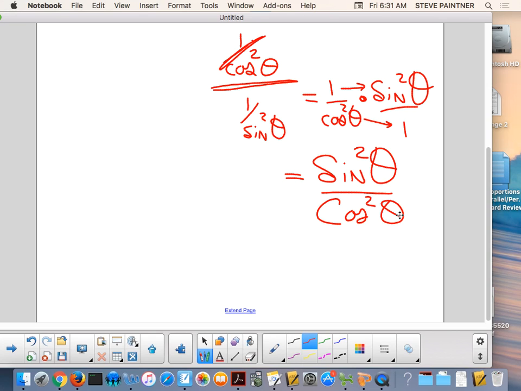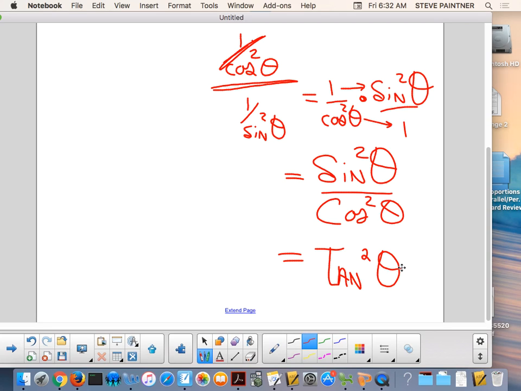And this looks pretty good, except sine over cosine is now known as tangent. And since it's squared over squared, it's going to be tangent squared. Okay, and that would be number 5.